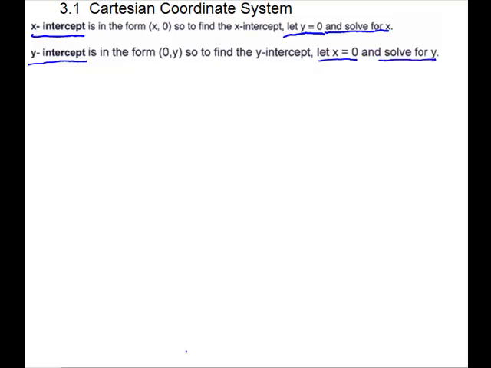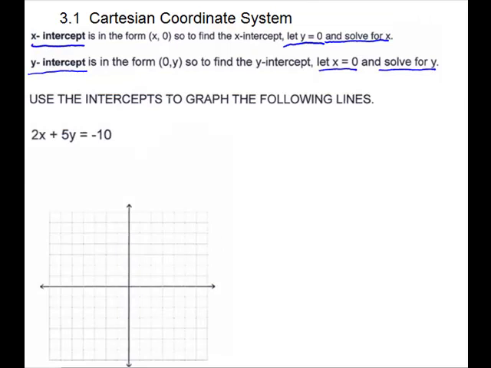This technique for graphing using the intercepts is nice when your x and y are on the same side of the equal sign. For this problem, we are told to use intercepts to draw the graph, but just looking at our equation, it would be a good choice with x and y on the same side to use intercepts, even if they didn't tell us what to do.